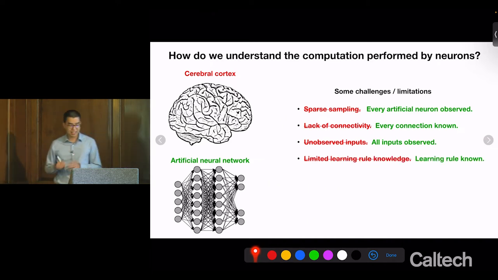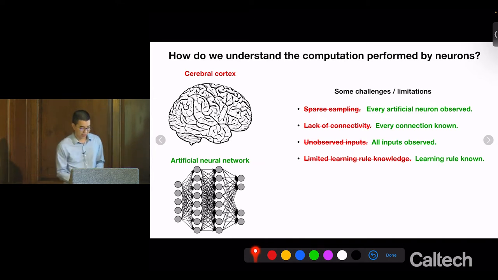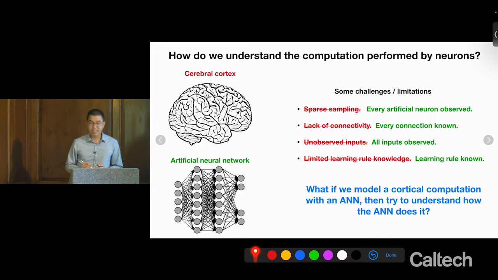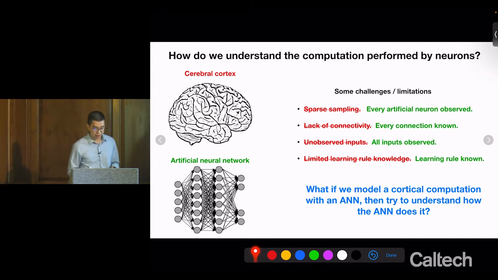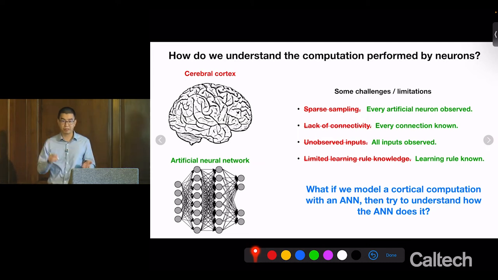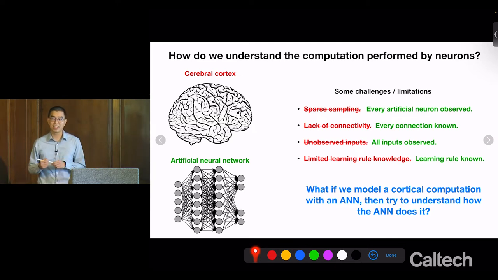And lastly, whereas in the cortex we have limited learning rule knowledge, in the artificial neural network we know the exact learning rule. And so, when it comes to using neural networks to model the cortex, the basic idea is the following. What if we train an artificial neural network, and I'll get into more detail about this, to do the same behaviors using similar artificial activity to the neurophysiological activity, and then try to open up the neural network where we fully observe everything to propose mechanisms and hypotheses for the computations being performed?